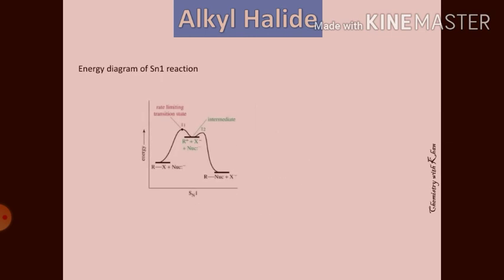Look at this. There is an intermediate. Intermediate means one step is completed and the second step has started. The first step is the rate-determining step. The energy of the reactant is higher than the energy of the product. So it's also a good and stable reaction.